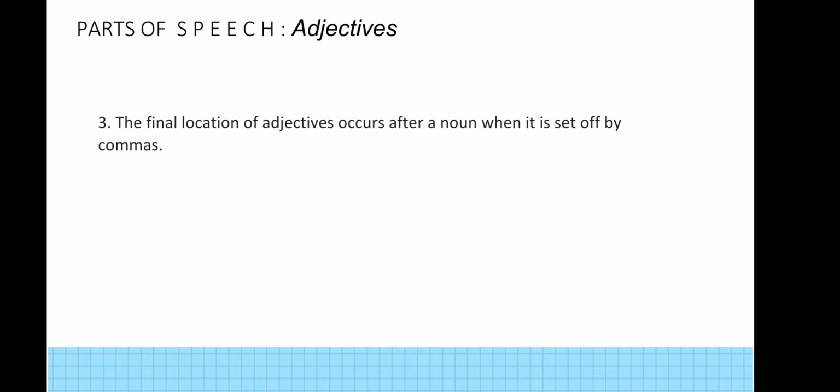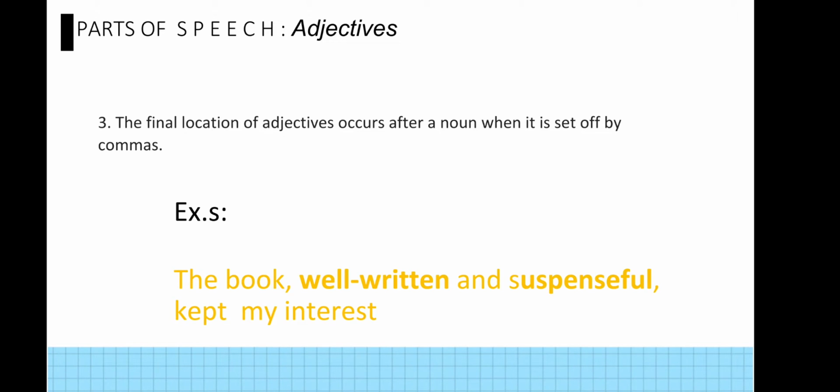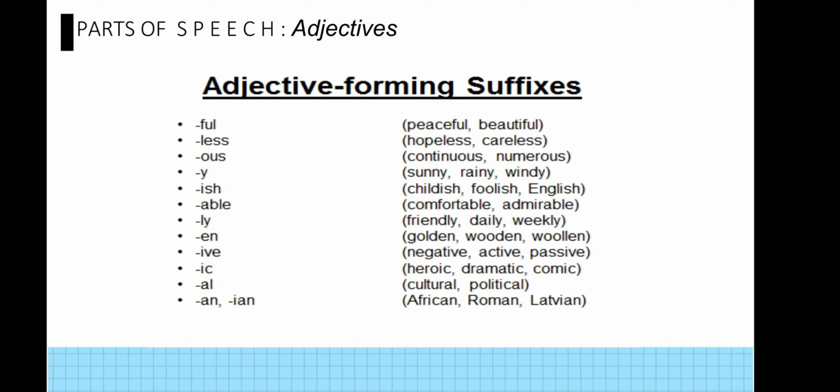Next, for the third one, the final location of adjectives occurs after a noun when it is set off by commas. Take note of that. For our example: The book, well written and suspenseful, kept my interest. So it could be following a noun and set off by commas. These are just a few of the locations wherein you could find the adjectives.